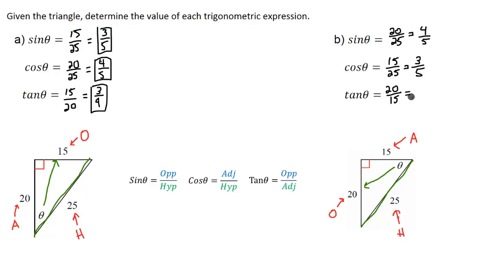And I could reduce this because 5 goes into both of them. 20 divided by 5 is 4, and 15 divided by 5 is 3. So these three fractions right here are the ratios that match up with these three trig expressions. Now, as you can see, we had the exact same triangles right here on the left and right, but theta was in different spots. And did that change the value of sine of theta, cosine of theta, and tangent of theta? Yep. They're similar, but they're definitely not equal.